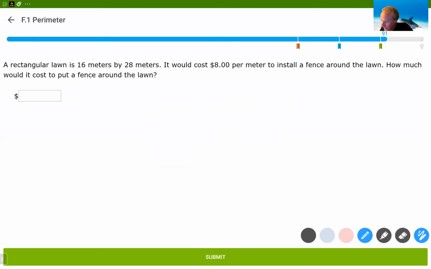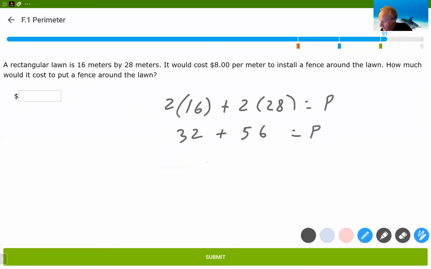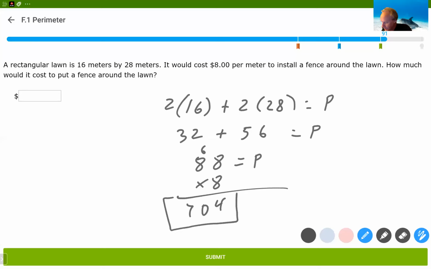16 by 28. 16 times 2 is 32. 2 times 28 is 56. So we've got 32 plus 56. That's 88 for the perimeter, and it's $8. And 8 times 88 is 4. Carry the 6. And 0, 7, 704. Make sure I didn't make a dumb mistake. Looks okay. 64 and 6 is 70.